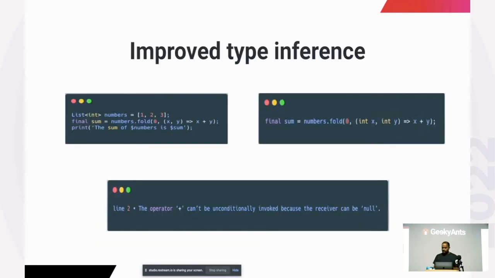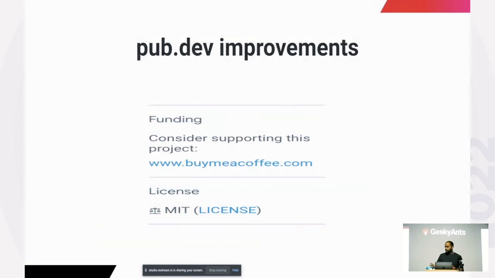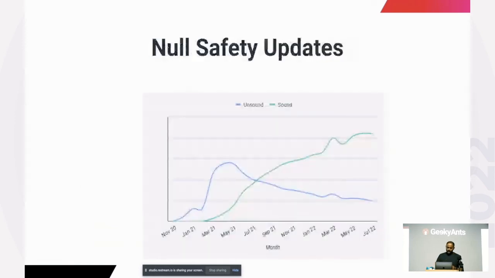Other than that, we now have improved type inference. We already have type inference in Dart, but there are a lot of generic functions within Dart, so now they are giving type inference support to different generic functions as well. Then pub.dev improvements. If you are an open source contributor and you have your own libraries, you can ask for support and funding if you adhere to certain license criteria. Then null safety updates. Since null safety was introduced, a lot of packages are now moving towards sound null safety, and this is the progress we have.